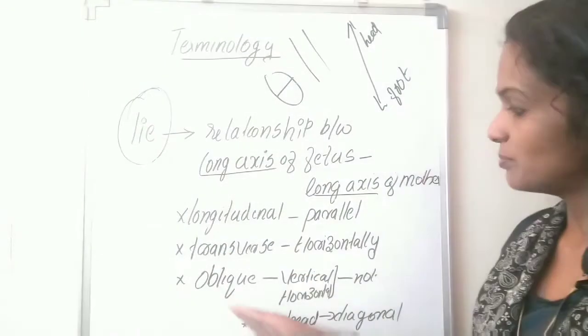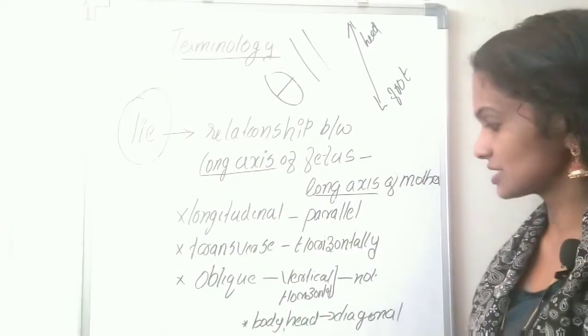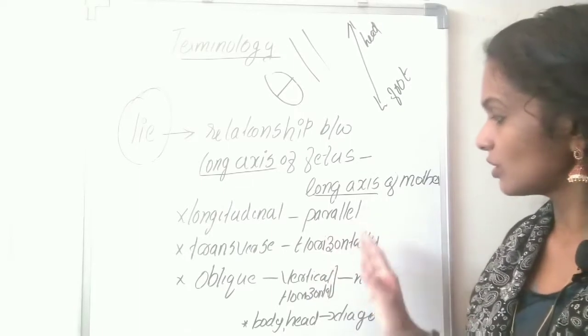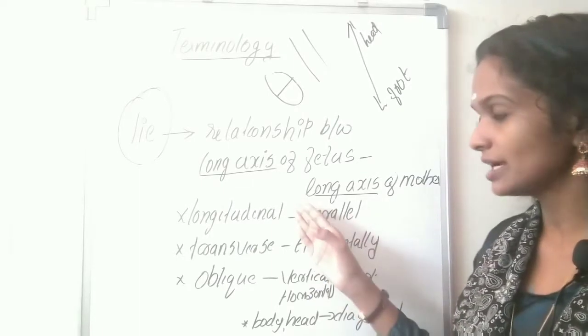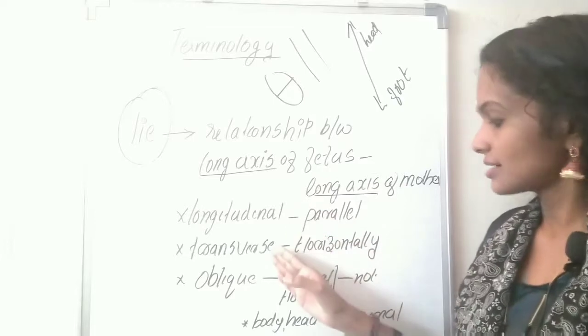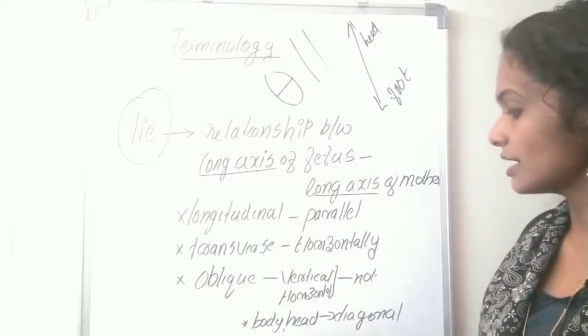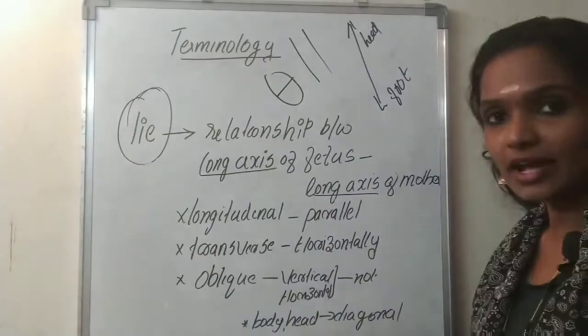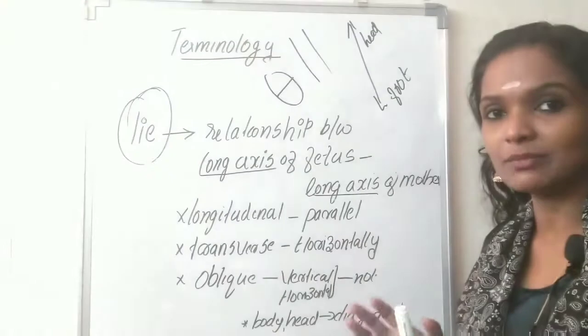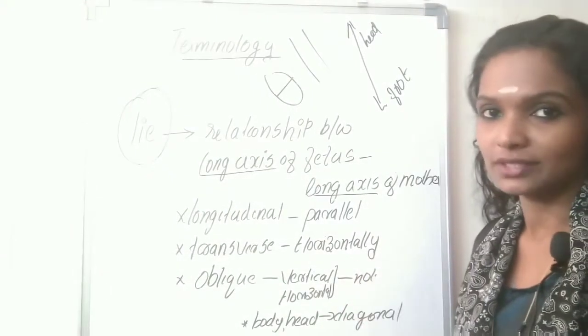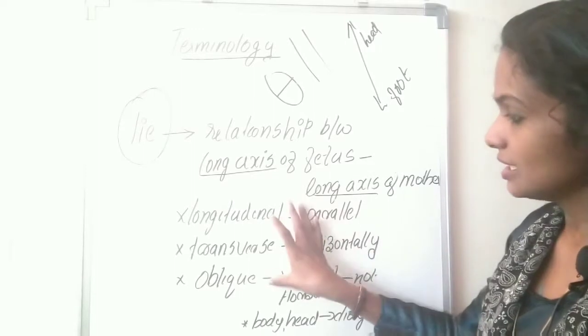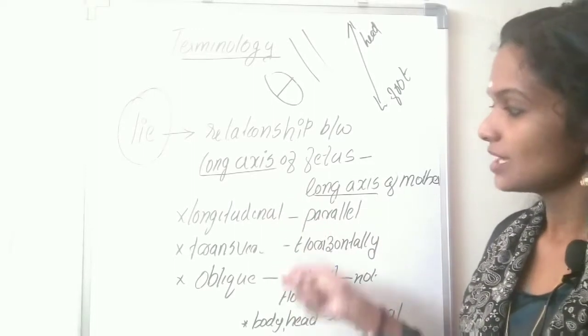And another is oblique. In the oblique condition, what is that? It will not be parallel or horizontal. That means it is not longitudinal or transverse. What will happen? The body and head of the fetus will be diagonal, or the head of the fetus will lie in the hip of the mother. So these are the three types of lie.